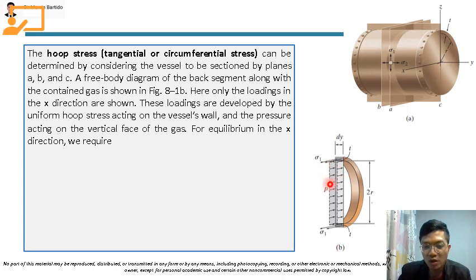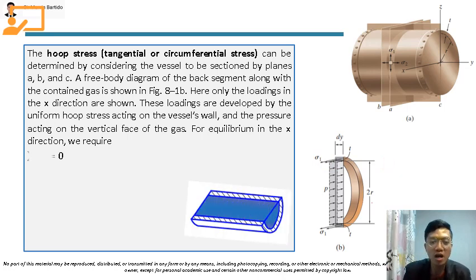So this is the pressure, denoted by small letter p, and this acts on the vertical face of the gas. For equilibrium in the x direction, we will use the equilibrium equation here. We will sum up forces horizontal equal to 0, or Fx equals 0. So here is the x direction, and all of these loadings are in the x direction.